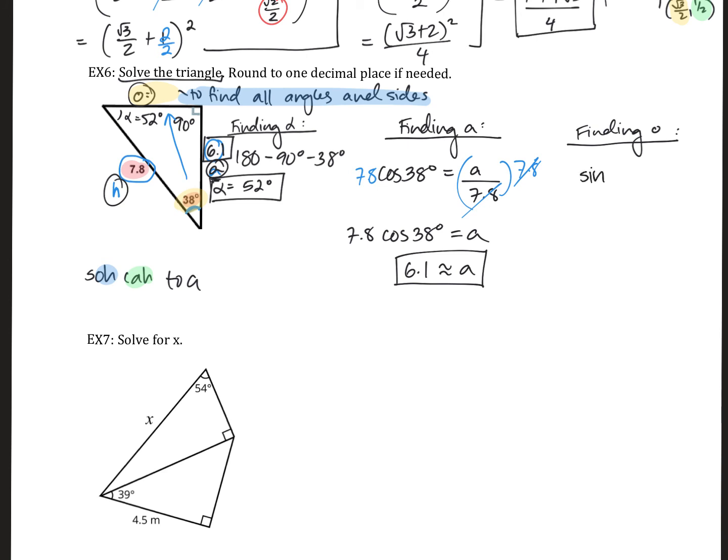So sine of 38 degrees is going to equal my opposite, which we don't know, I called that O, over H, which is my 7.8.